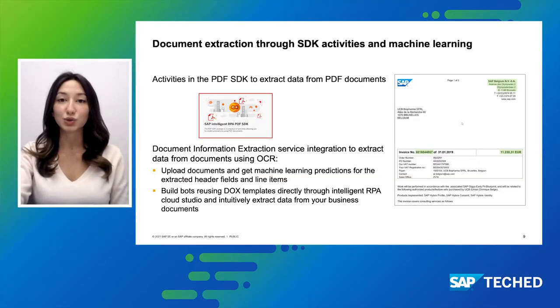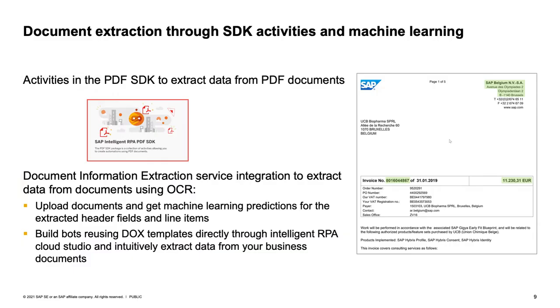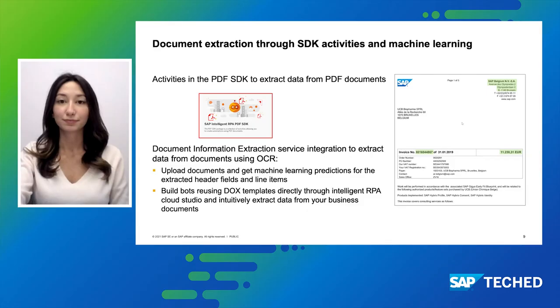Indeed, we are very pleased to introduce SAP Intelligent RPA and SAP Document Extraction Service integration. So the document information extraction is an SAP service that can be reused to extract data from documents, for example, invoices or purchase orders and so on, using OCR. It actually uses machine learning predictions to find the extracted header fields and line items, such as the invoice number or the amount, the billing address, and so on. Therefore, you can now easily automate document extraction using docs templates inside your Cloud Studio project. Note that as you will subscribe to Intelligent RPA, you will automatically get subscribed to docs.